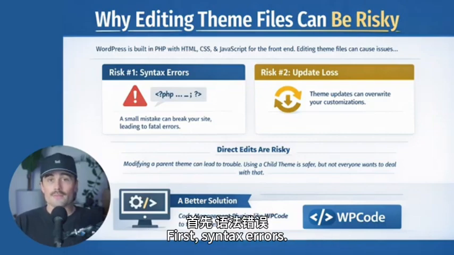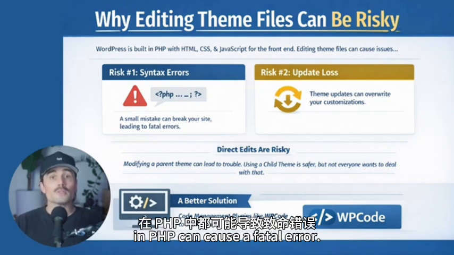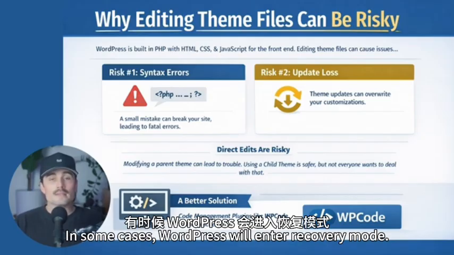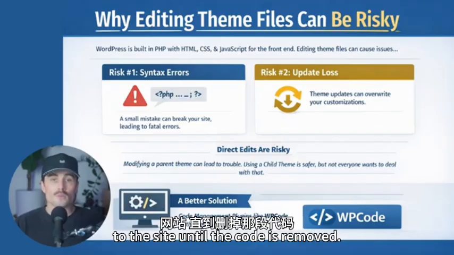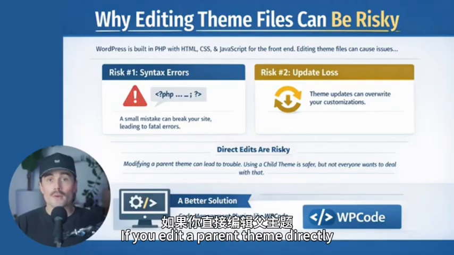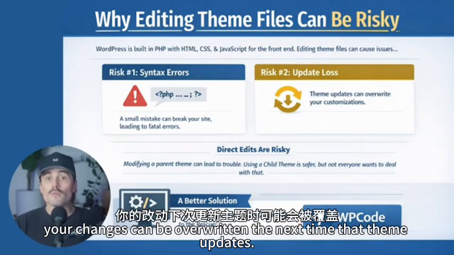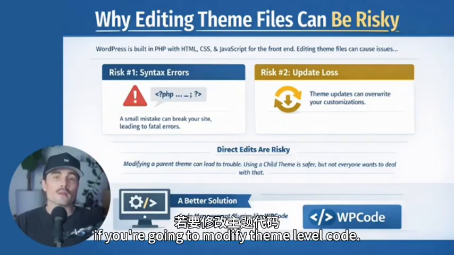First, syntax errors. A missing bracket, semicolon, or a misplaced character in PHP can cause a fatal error. In some cases, WordPress will enter recovery mode. In other cases, you may temporarily lose access to the site until the code is removed. Second, update loss. If you edit a parent theme directly, your changes can be overwritten the next time that theme updates. This is why developers recommend using a child theme if you're going to modify theme level code.